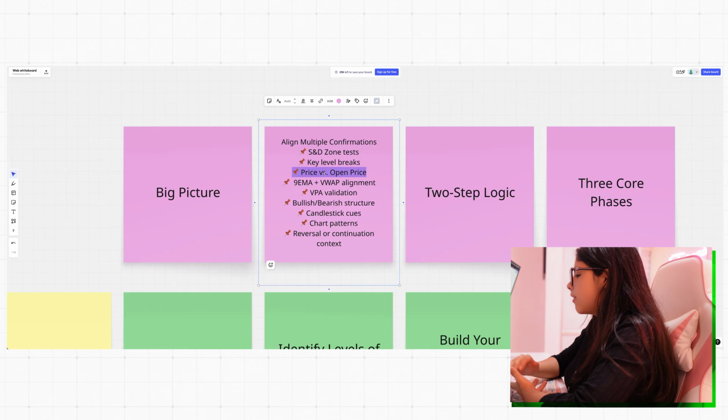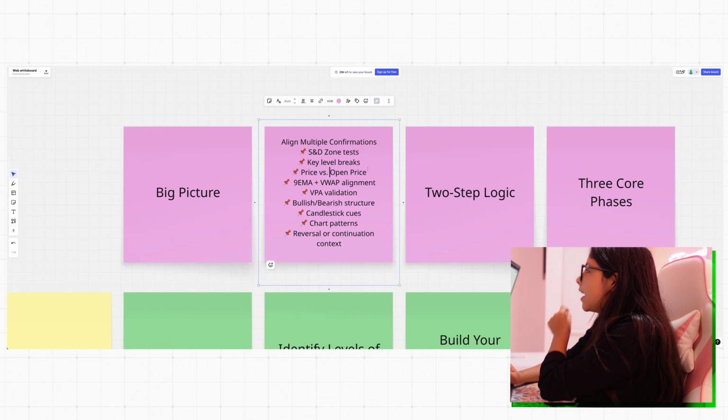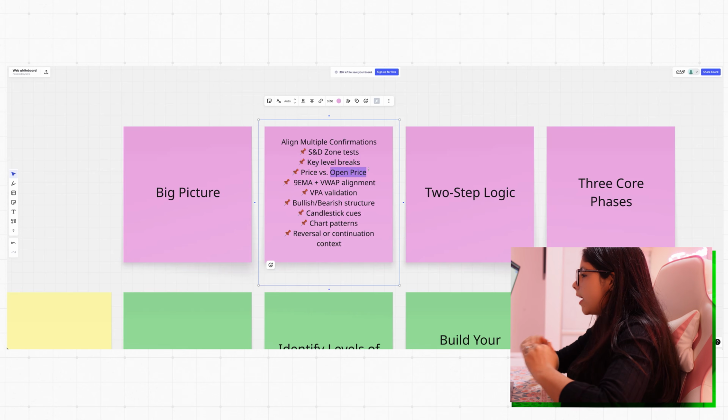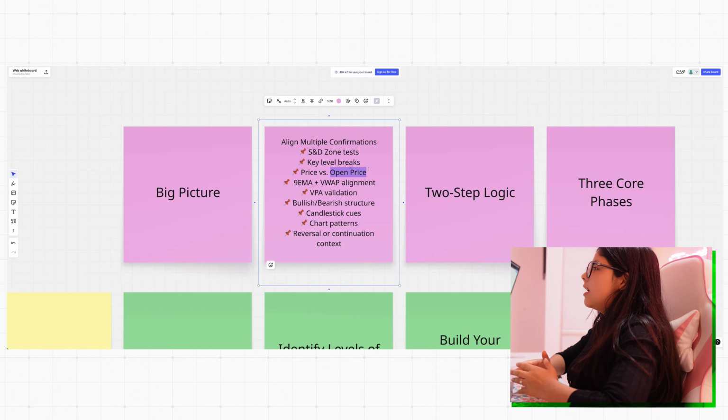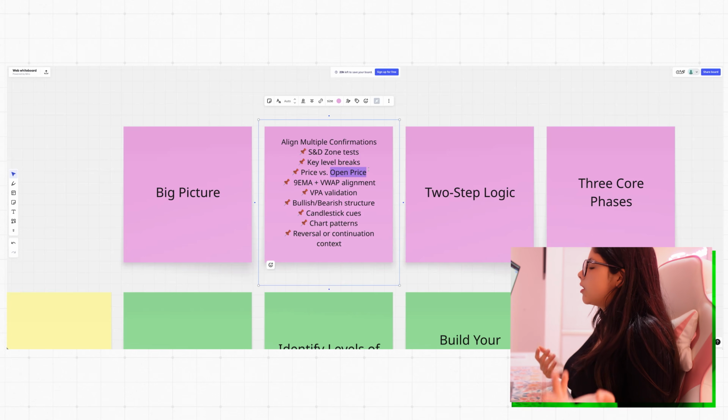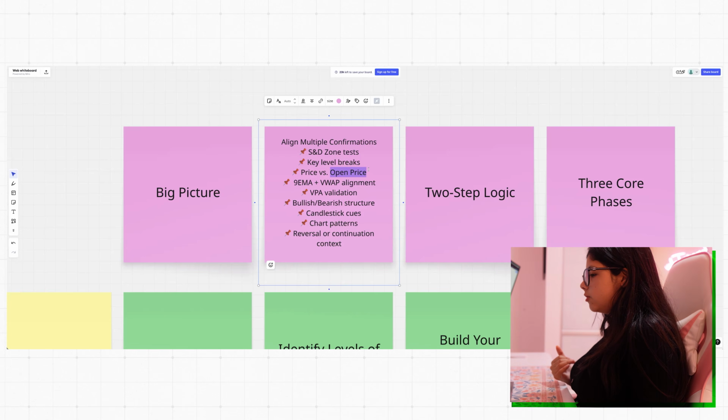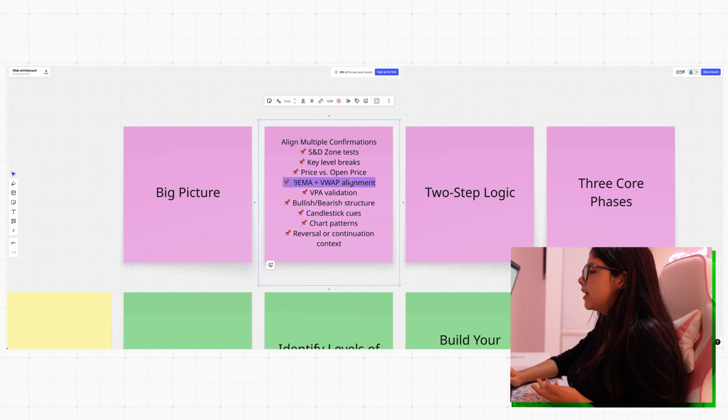So just by looking at the 5-minute chart, if you see at 9:30 a.m. the price that stock opened at, and you see, okay, where's the current price relative to that? If it's below it, that's bearish. If it's above it, that's bullish. Same with 9 EMA and VWAP.